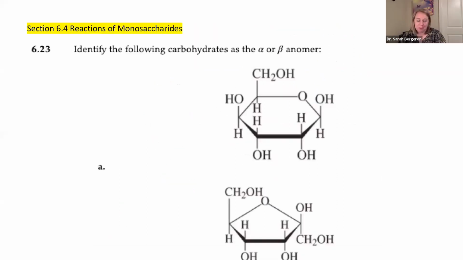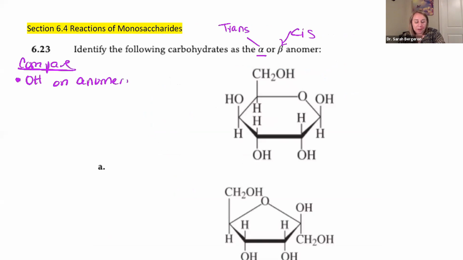All right, so we got our problems here. Starting with 6.23, identify the following carbohydrates as the alpha or beta anomer. So make yourself a note, right? This means alpha means trans, beta means cis. And trans and cis for what? What are you comparing? You're going to compare the hydroxyl group on the anomeric carbon, right? This is the carbon bonded to two oxygens.